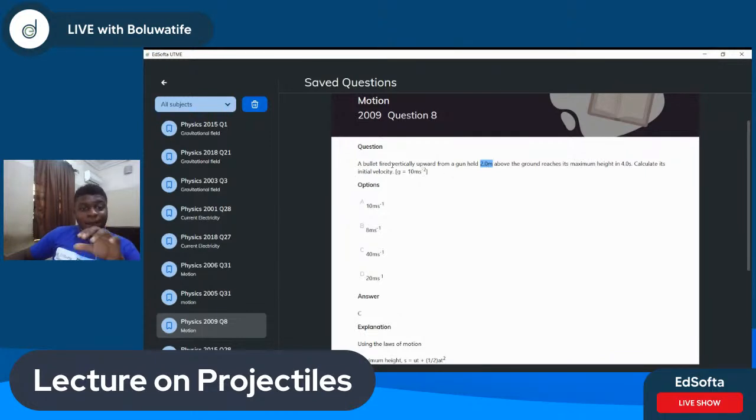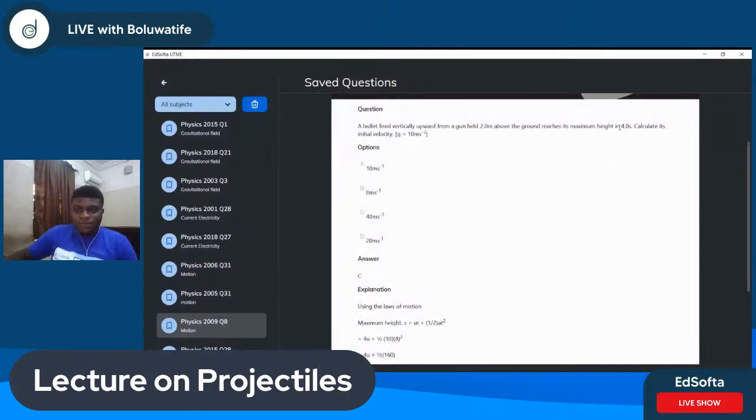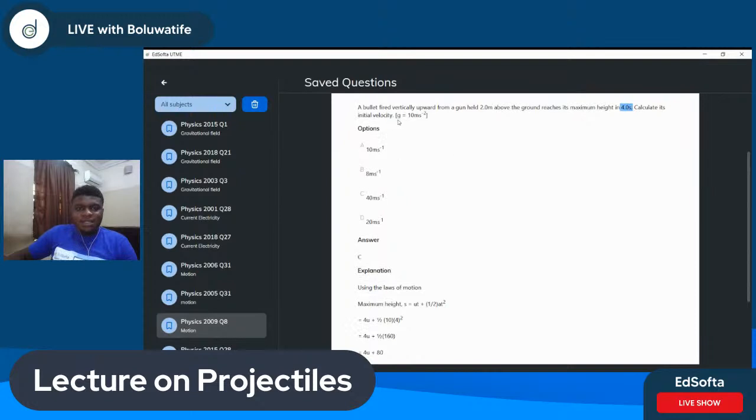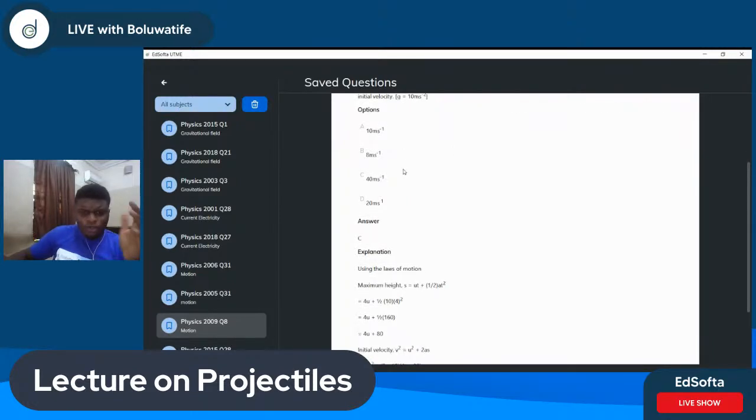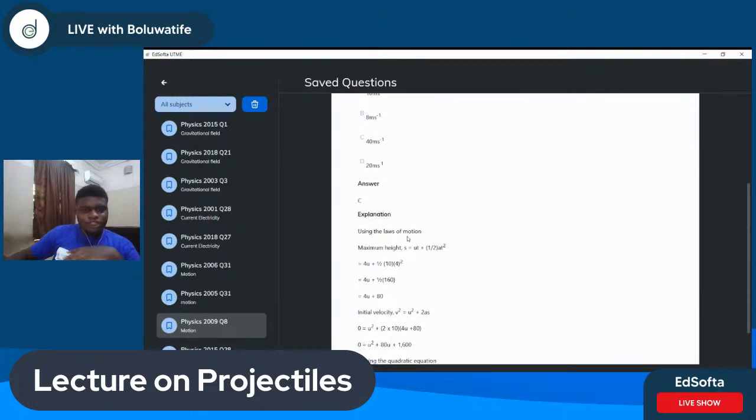Because a bullet is fired vertically upward from a gun held 2 meters above the ground, that does not mean the maximum height of the bullet was 2 meters. Do you understand? That's what I got wrong at first. So what we actually have is time as 4 seconds, and gravity as 10 meters per second squared. Now, let me quickly use this explanation to explain what is going on here.